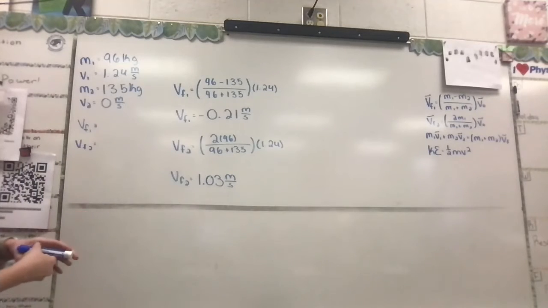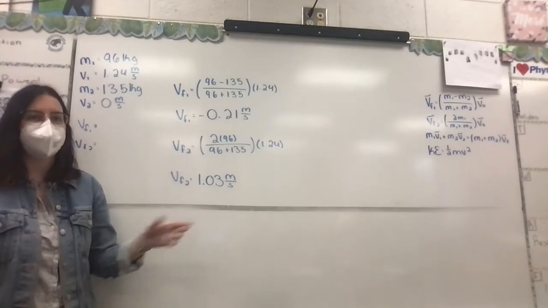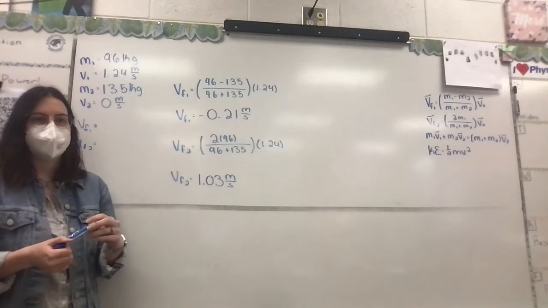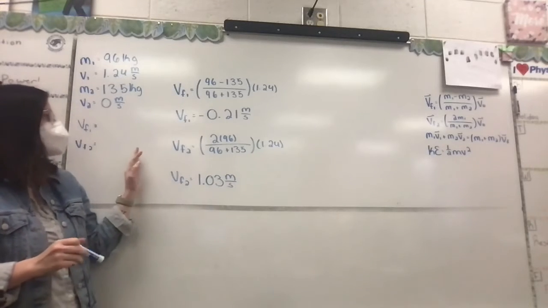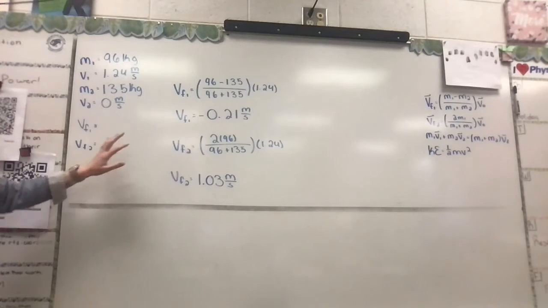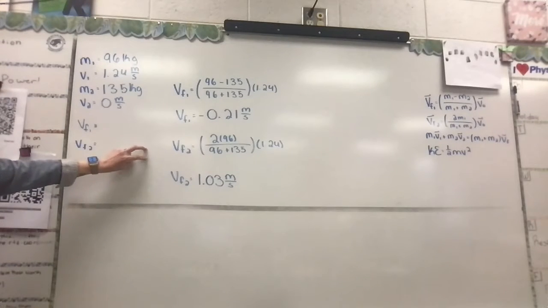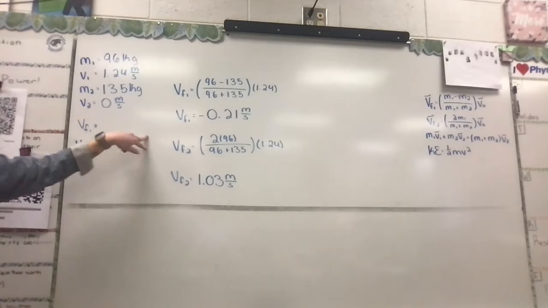Okay. What kind of collision occurred with these bumper cars? An elastic collision. Okay. So we have 2 things that are conserved here. What are our 2 things that are conserved? Momentum and kinetic energy.